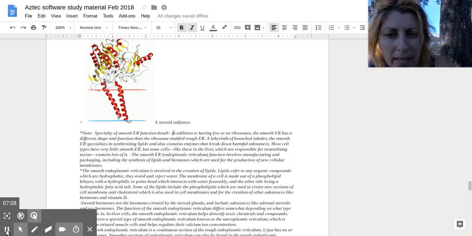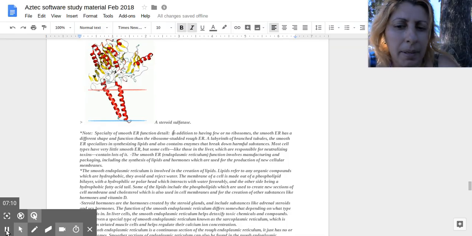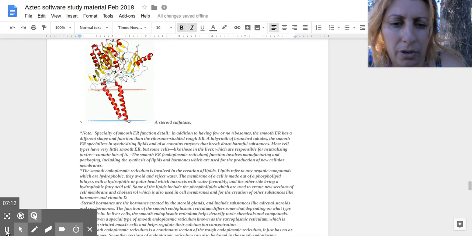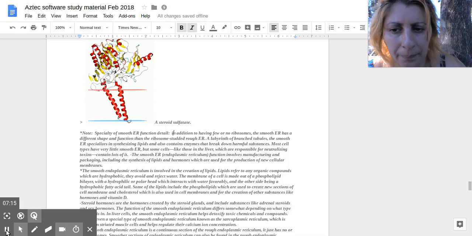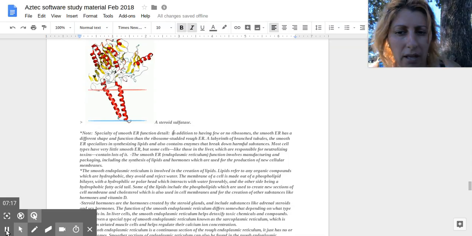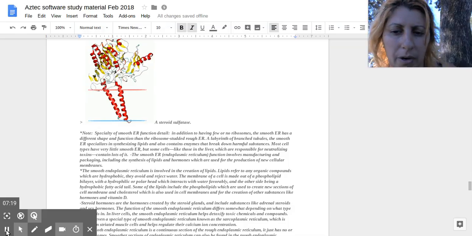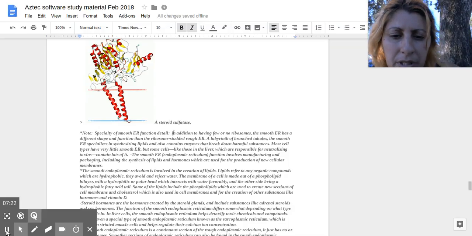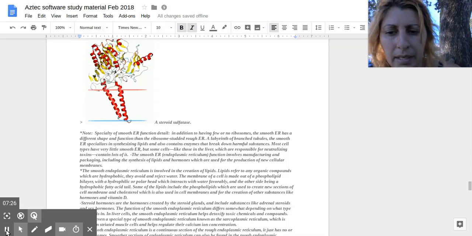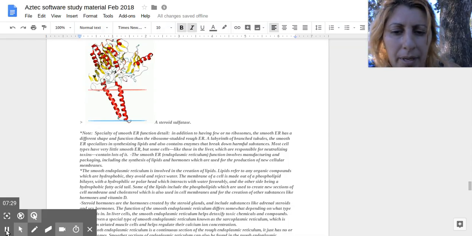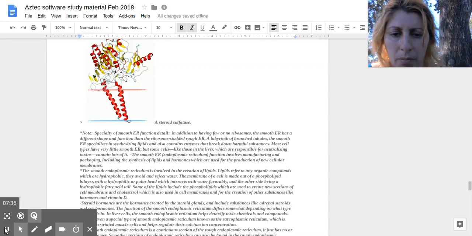Most cell types have very little smooth ER, but some cells, like those in the liver, are responsible for neutralizing toxins and contain lots of smooth ER. Its function involves manufacturing and packaging, including synthesis of lipids and hormones used for production of new cellular membranes as well. So, the smooth ER is involved in creation of lipids.